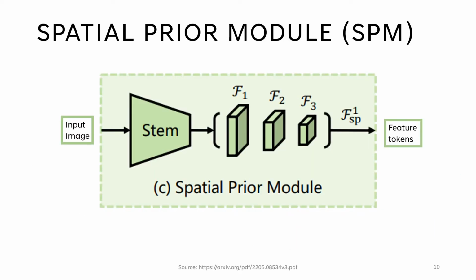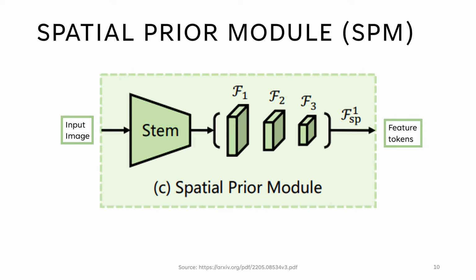Now I will describe the spatial prior module in more detail. The spatial prior module is designed to model the local spatial contexts of images. This works in parallel with the patch embedding that is used in the ViTs. This way it does not interfere with the original architecture of the plain ViT.